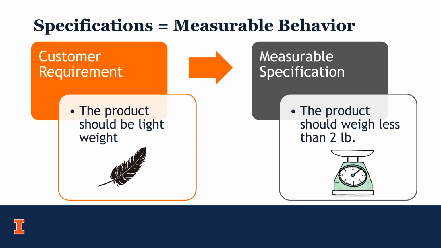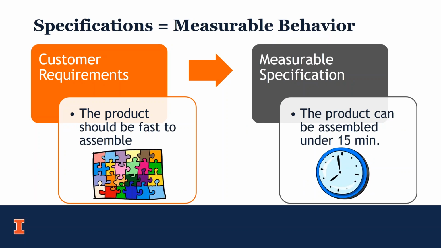So here's an example. The product should be light. Well, the product should weigh less than 2 pounds. Another example, the product should be fast to assemble. The product should be assembled in under 15 minutes.